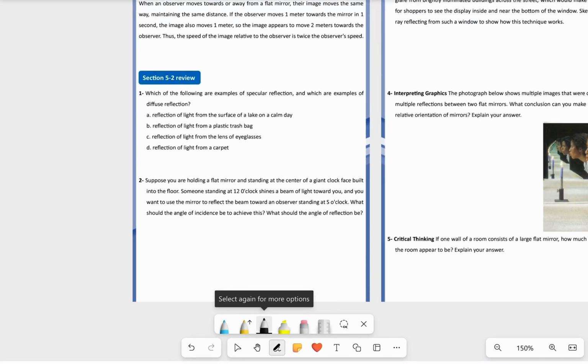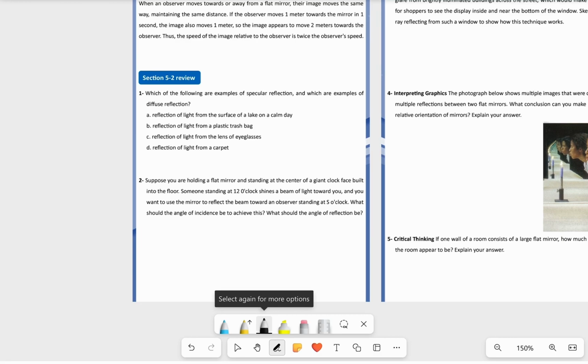Which of the following are examples of specular reflection and diffuse reflection? Reflection of light from the surface of a lake on a calm day. This is specular reflection because a lake is a smooth and shiny surface. Reflection of light from a plastic trash bag. A trash bag is not a smooth and shiny surface, so it's diffuse reflection.